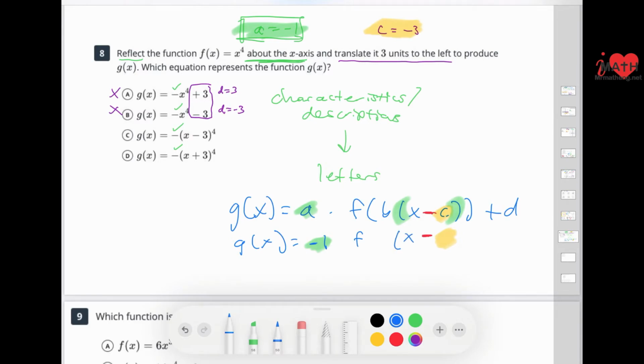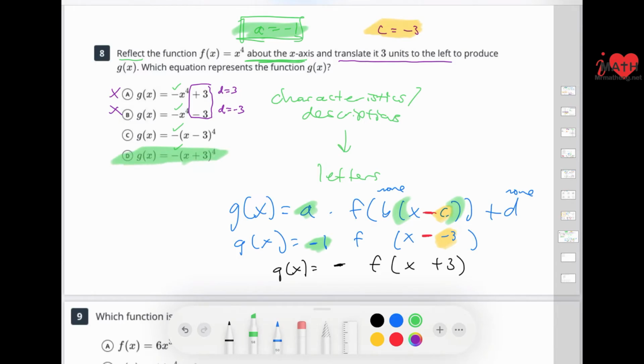I have x, and then the C value was -3. And then there's no D value, so it goes away. And then you just clean it up. G of x equals, we normally don't write a -1, we just have a minus sign, f of x plus 3. And that closely resembles D, which is your answer.